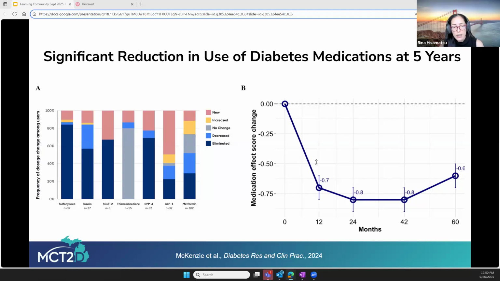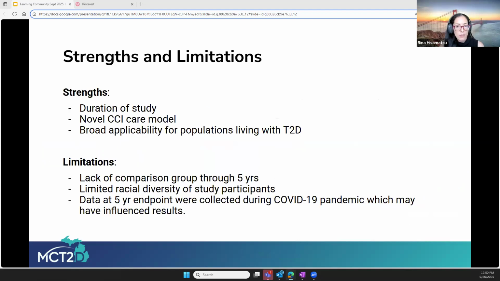So yeah, I think pretty incredible results that they were able to capture at 5 years. Now, some strengths and limitations. The strengths, of course, duration. It was nice to see that there's finally a study that's showing a longer duration. This was a newer continuous care model, and there is also broader applicability for populations that are living with type 2 diabetes.